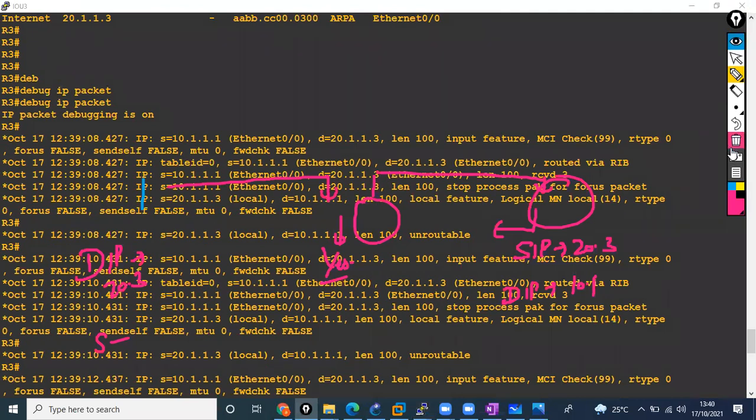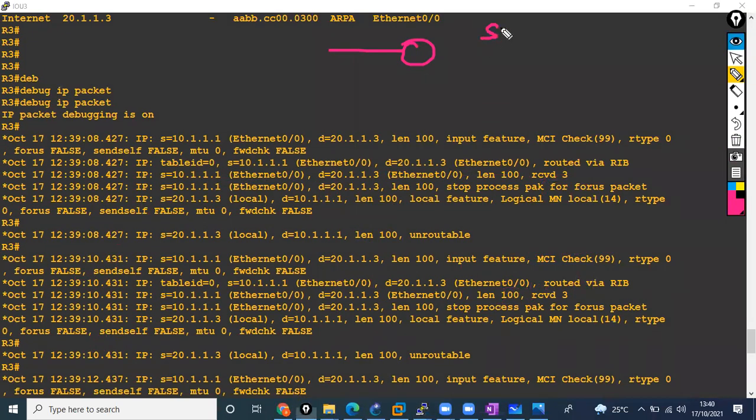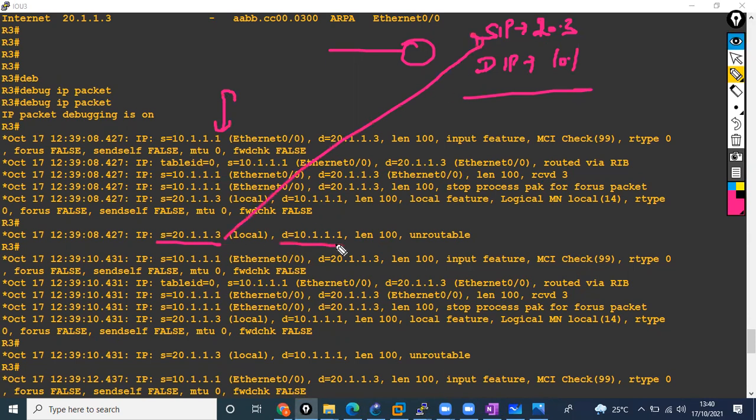Even you can see from router 3, the source IP is 20.3 and destination IP is 10.1. And even in the debug messages, you can see here the source is 20.3, that is local, and the destination is 10.1, that is from another network. So that is to another network, and what's the reason? Unroutable. Destination unroutable means the reverse route is missing.